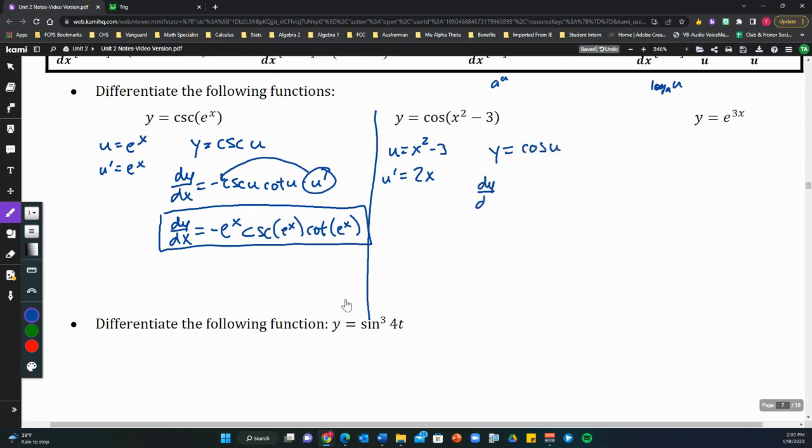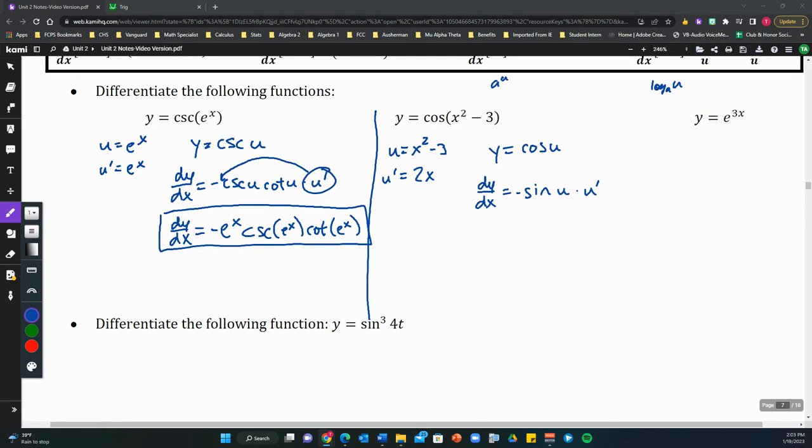So dy dx would turn into, again, it's a c function, so the derivative is negative. Cosine turns into sine of u, so that argument always stays the same, and then times u prime. That's probably one of the most commonly made mistakes is students want to change the argument because you change the function. But remember, the inside always stays there. Whatever that inside function is, it's always going to stay the same no matter what.